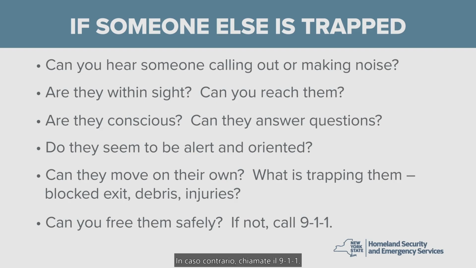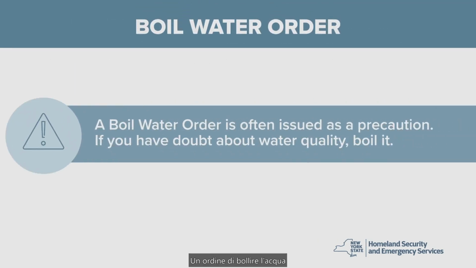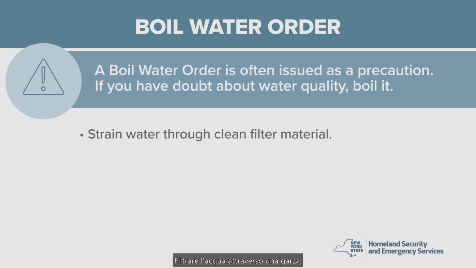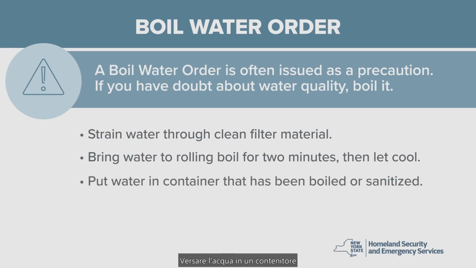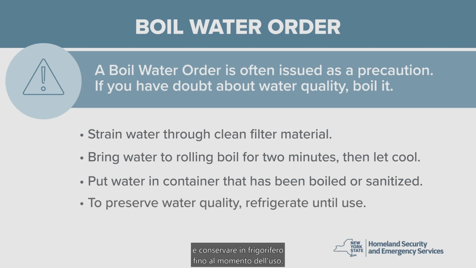If not, call 911. A boil water order is often issued by local authorities as a precaution when drinking water is suspected to be contaminated by pathogens. If you have any doubt regarding the quality of your water, boil it using this method. Strain the water through a cheesecloth, coffee filter, or another clean filter material. Bring water to a rolling boil for 2 minutes, then let cool. Pour the water into a container that has been boiled or sanitized with chlorine bleach and refrigerate until use.